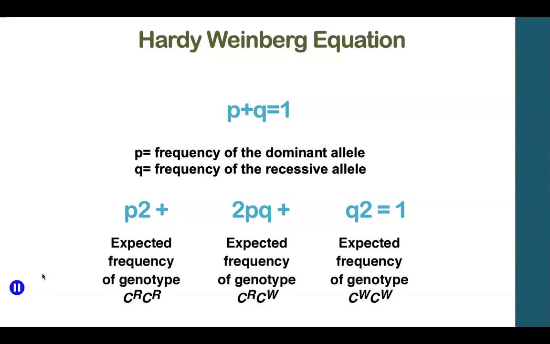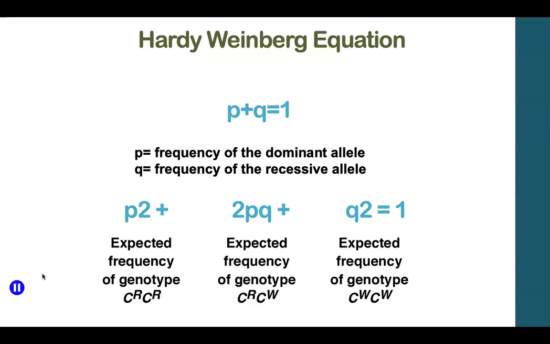Now, the actual Hardy-Weinberg equation is the equation written down on the bottom. Those P2 should actually be P squared, and I am 100% certain that I've fixed this about 7 times. It should say P squared plus 2PQ plus Q squared equals 1.